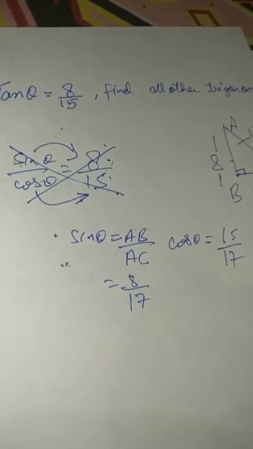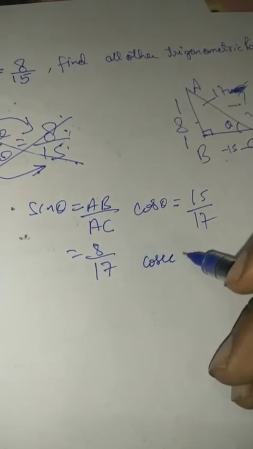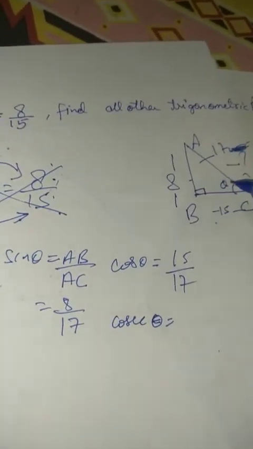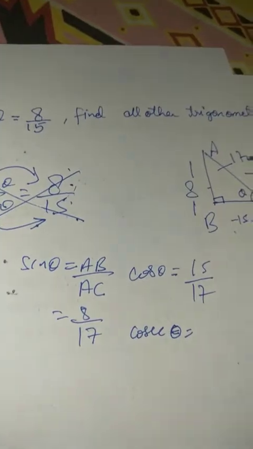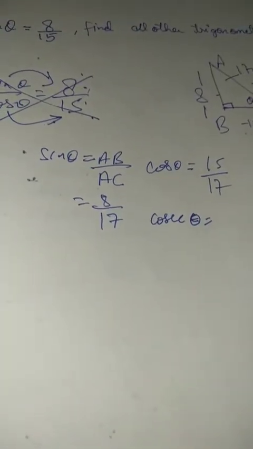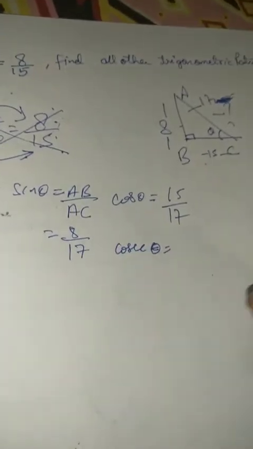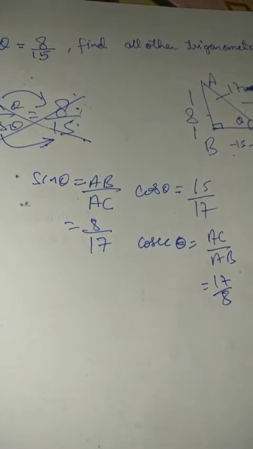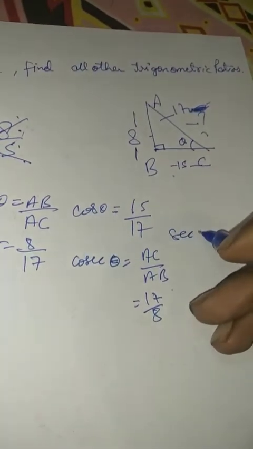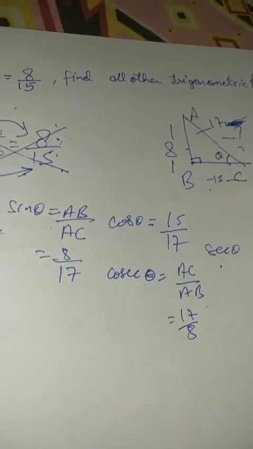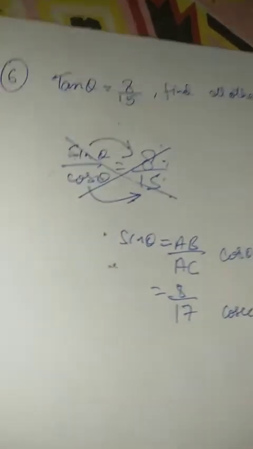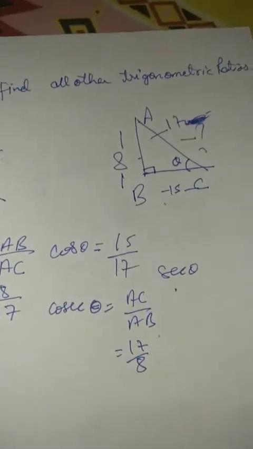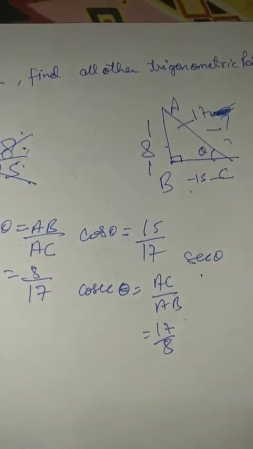Tan theta we already have, no need to calculate tan theta. Then we can calculate cosec theta. If you want, you can calculate it from the triangle, or you can simply apply that, as we know, cosec theta is the reciprocal of sin theta. So we can write it directly, that is AC upon AB, and so it will be equal to 17 upon 8. Similarly, you can calculate sec theta and cot theta also. All these other trigonometric ratios can be calculated from the figure. So I hope this question is now clear, when we are given any one of the ratios and the question says to calculate all the other trigonometric ratios. All right, okay, children.